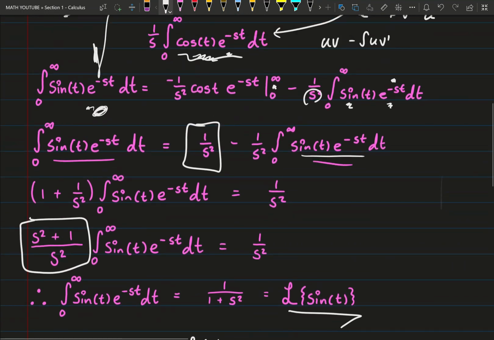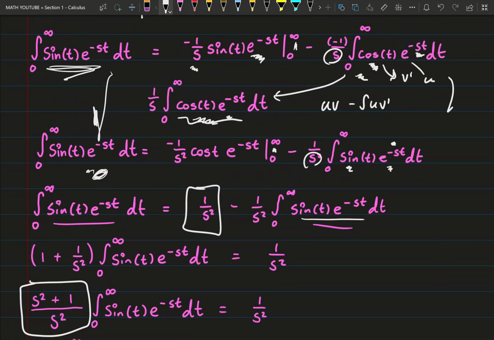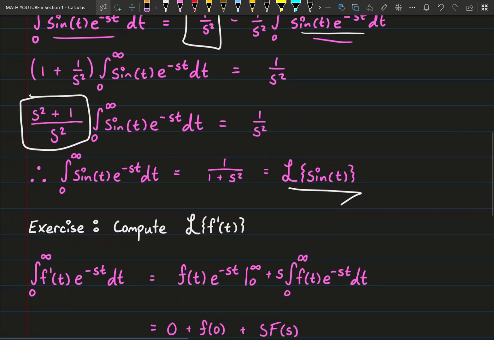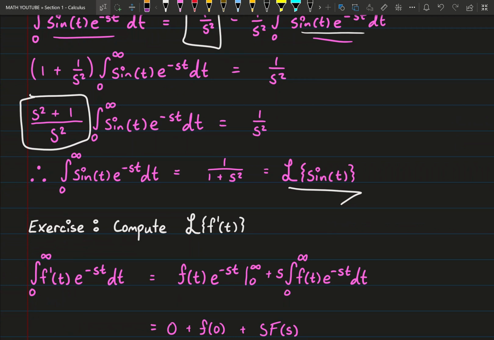So, let me rebrief. We went through the integration by parts steps, and then we manipulated it using some algebraic manipulations, and we got to 1 over 1 plus s squared. And of course, if we had a different constant in here, how would that change? We will look at this in another video proving this, but what it would give us is omega over omega squared plus s squared. Something in that form.